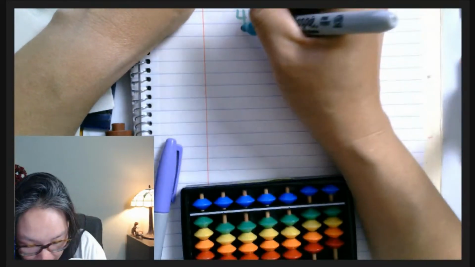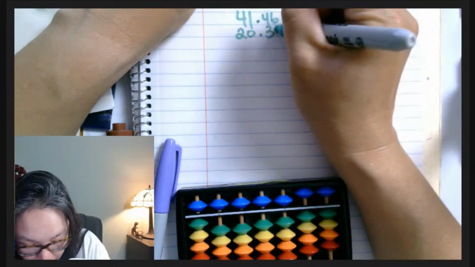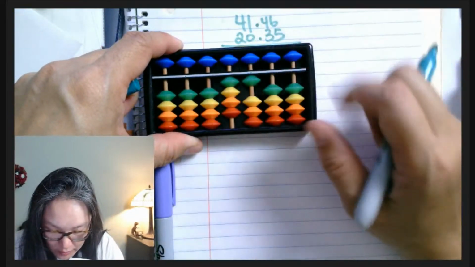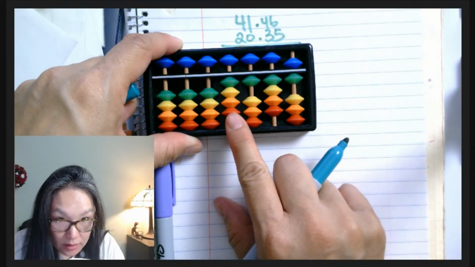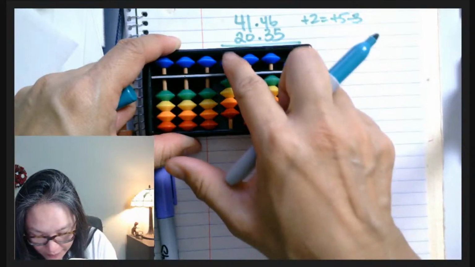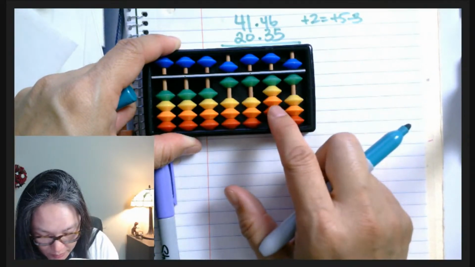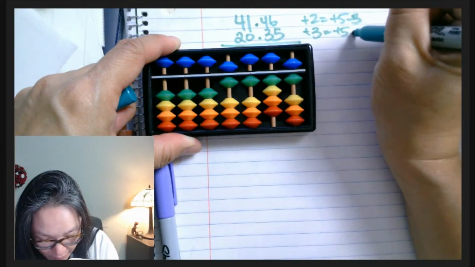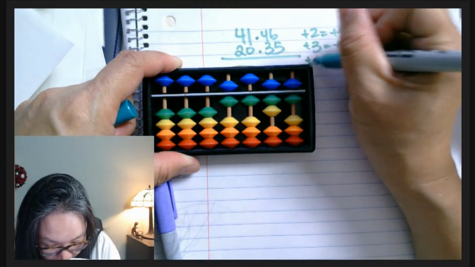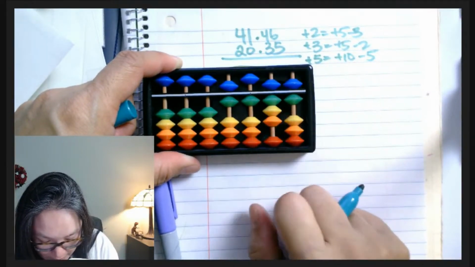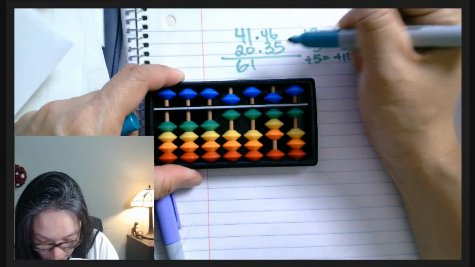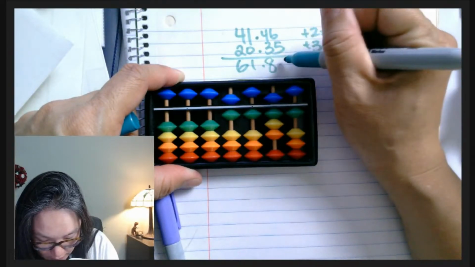41.46. And then add 20.35. Same thing. It just lines up. So we do 41, 41, 46. And then plus 20, right? Plus 20, plus 2. There's not enough to plus the 2. So plus 2 is equal to plus the 5 minus 3. Plus the 5 minus 3. 20 is 0. This one is 3, right? Plus 3 is equal to plus the 5 minus 2. So plus the 5 minus 2. And then plus 5. Well, how do I do plus 5? Plus 5 is equal to plus the 10 minus 5. So I plus the 10 and I take away the 5. So then my answer is 61.81.